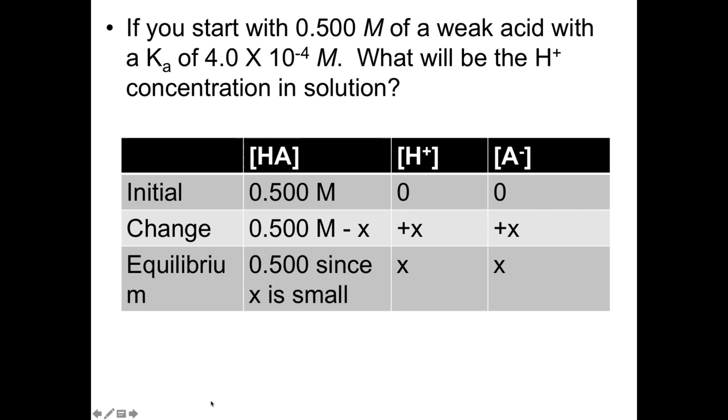So the initial will be 0.500 molarity. H plus will be 0, A minus will be 0. The change will be 0.500 molarity minus X. They'll have plus X and plus X. And then at equilibrium, 0.500 minus X is going to be too small, so we don't need to worry about this.